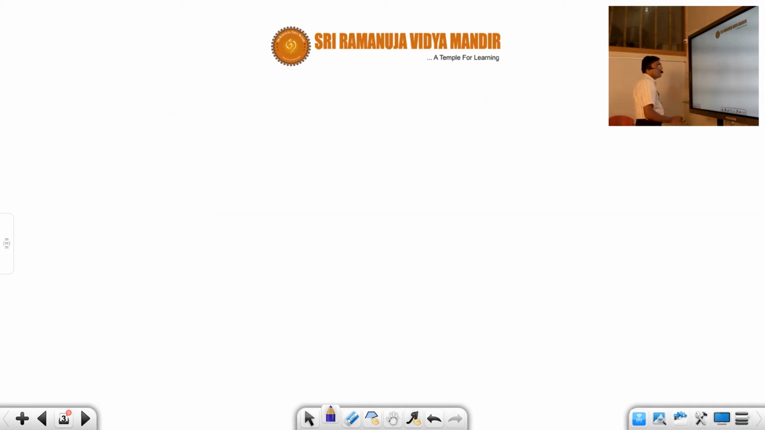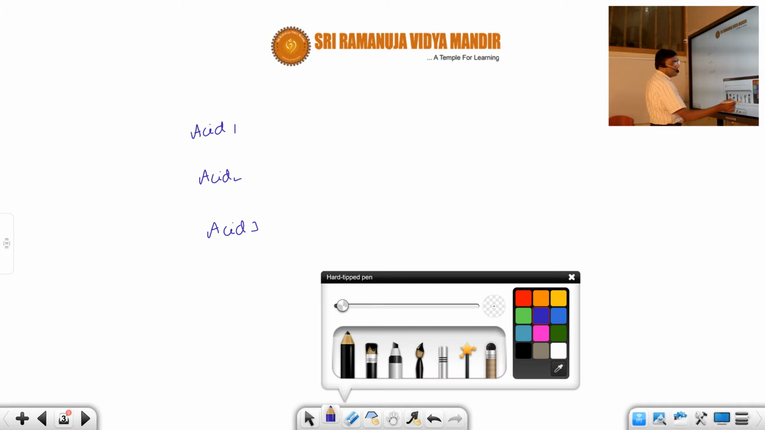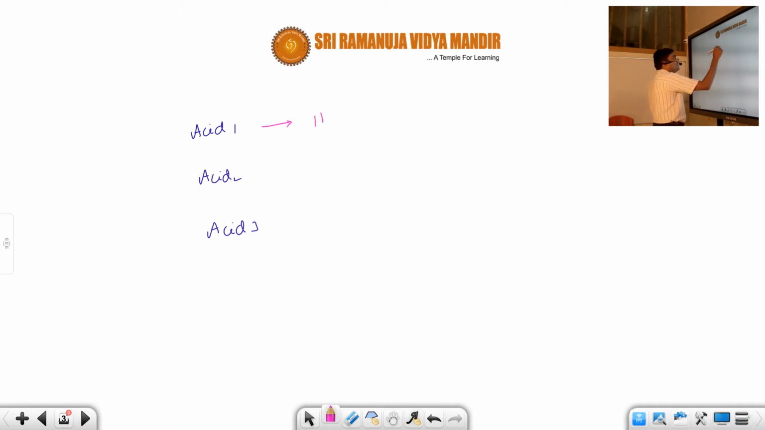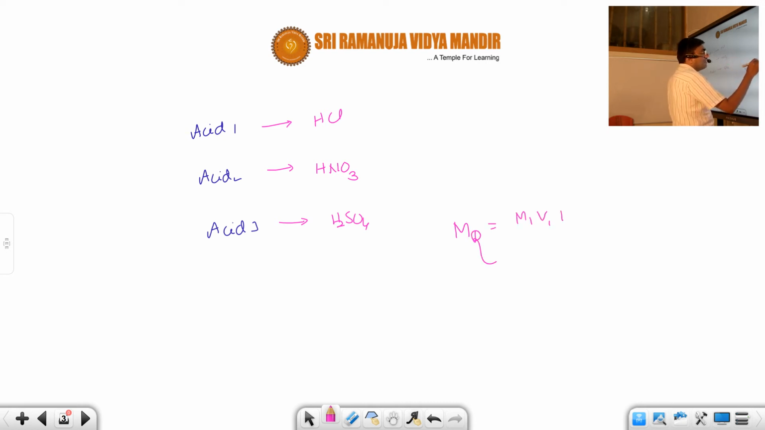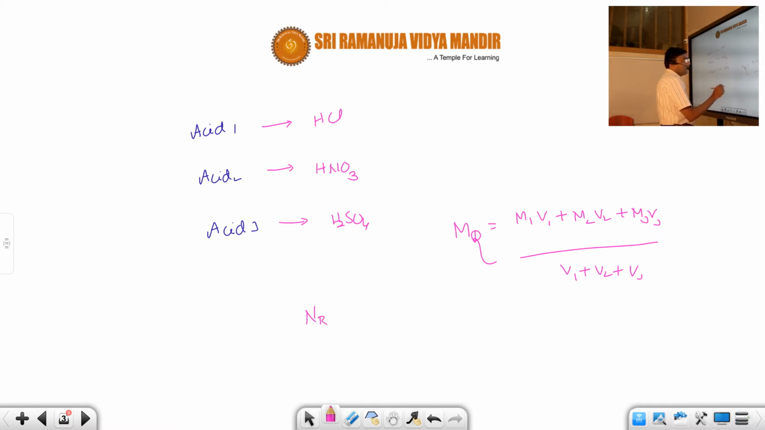This is case 1. For example, if you take three acids, acid 1, acid 2 and acid 3, say acid 1 is HCl, acid 2 is HNO3, acid 3 is H2SO4, and you mix these three, the resultant molarity is equal to M1 V1 plus M2 V2 plus M3 V3 by V1 plus V2 plus V3. Similarly, resultant normality you can also write like this.